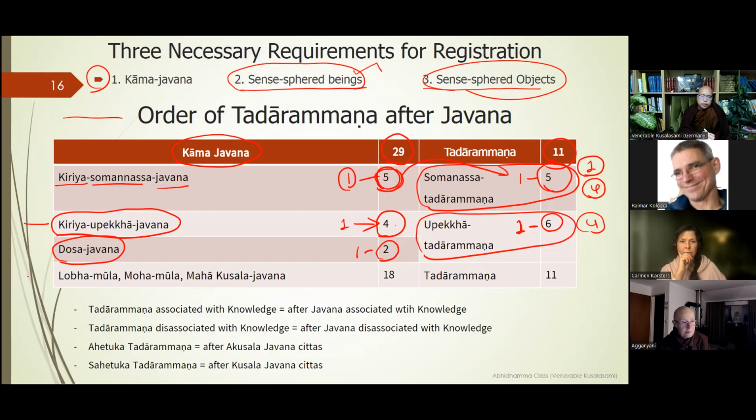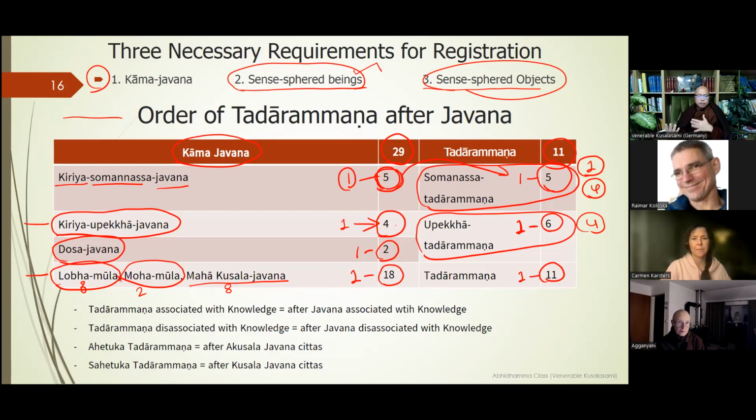Okay, so another group out of the 29 is Lobha Mula, greed-rooted consciousness 8, Moha Mula, delusion-rooted consciousness 2, Mahakusala Javana, great wholesome consciousness 8. So altogether 18. If one of these 18 Javana arises in the thought process, one of the 18 Tadaramana will arise. Yeah, it's a possibility. Okay, so this is the general order of the Tadaramana after Javana.